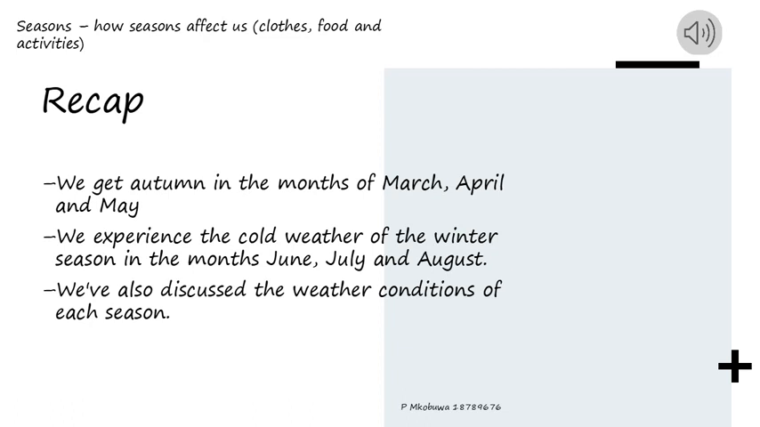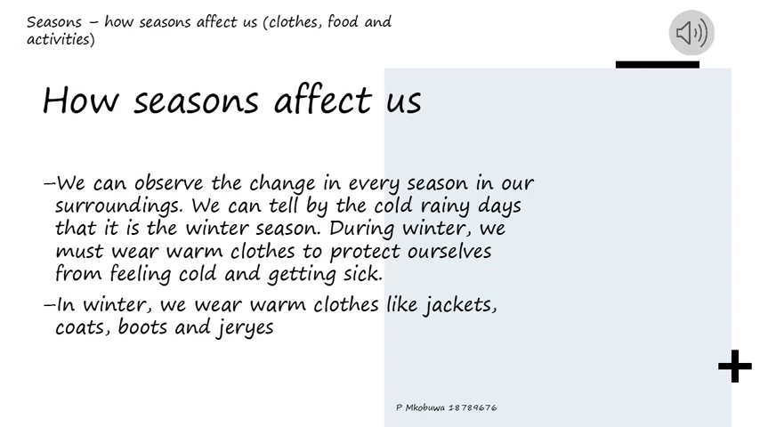We get autumn in March, April, and May. We experience the cold weather of winter during June, July, and August. We've also discussed the weather conditions of each season. Now let's get into the lesson.